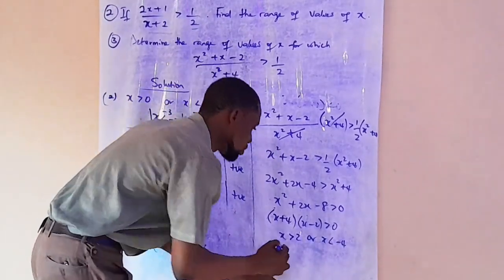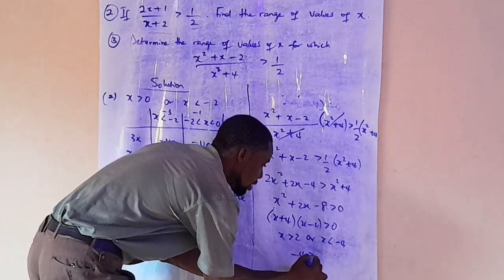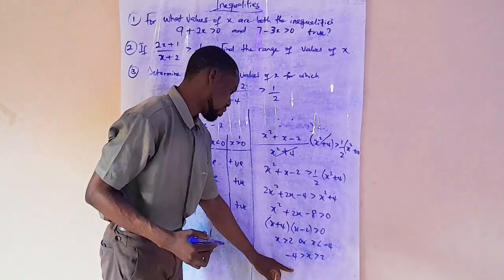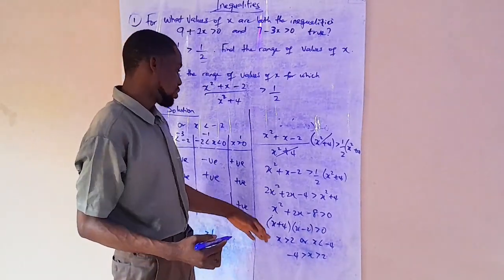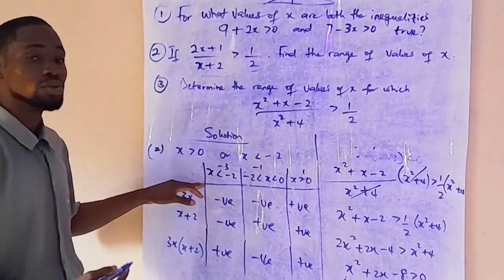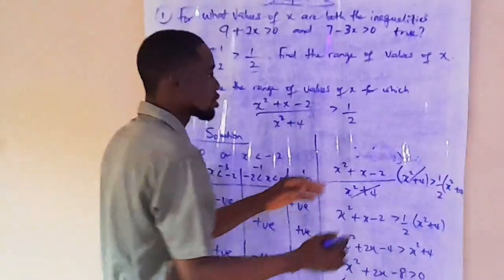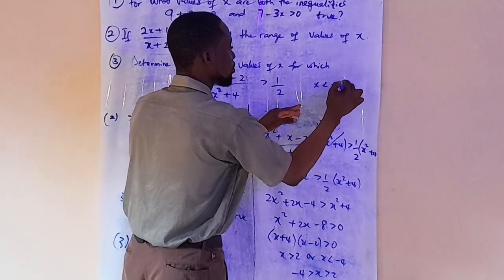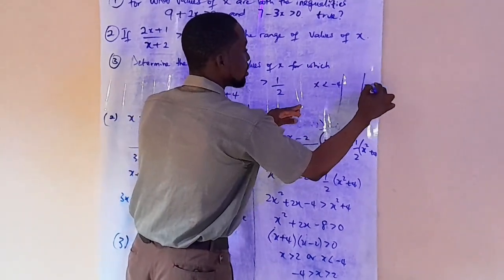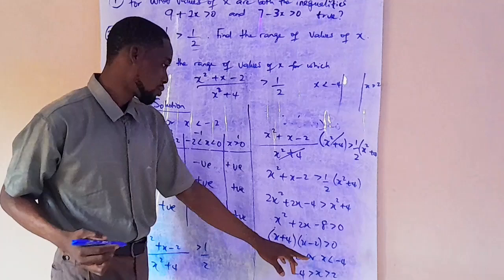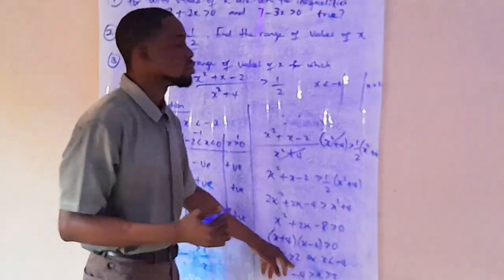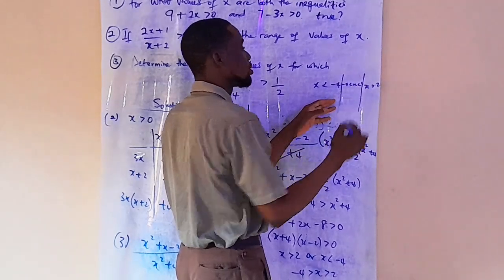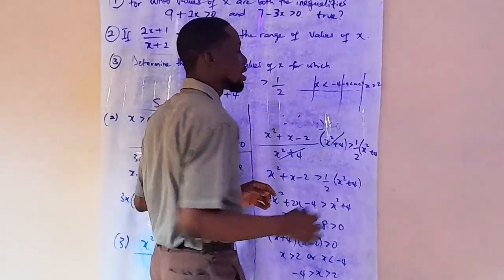Now in range form, what do I have? Minus 4 greater than x greater than 2. So finally, to test if it's correct, put it in this table form, which you do for me. Now, the first one I'm going to have is the lesser value, which is x less than minus 4. At the end, I have x greater than 2. Then in the middle, I will have minus 4 less than x less than 2. So test and get my answer for me.